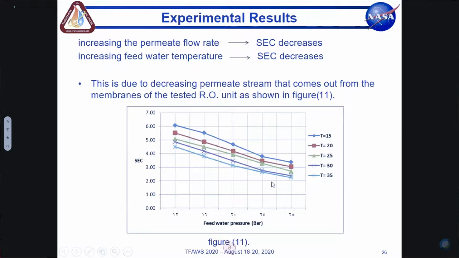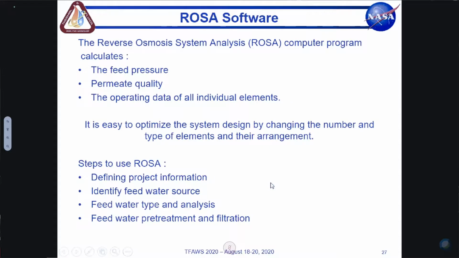Another result, when increasing the permeate flow rate, the specific energy consumption decreases. And when increasing the water temperature, the specific energy consumption also decreases.